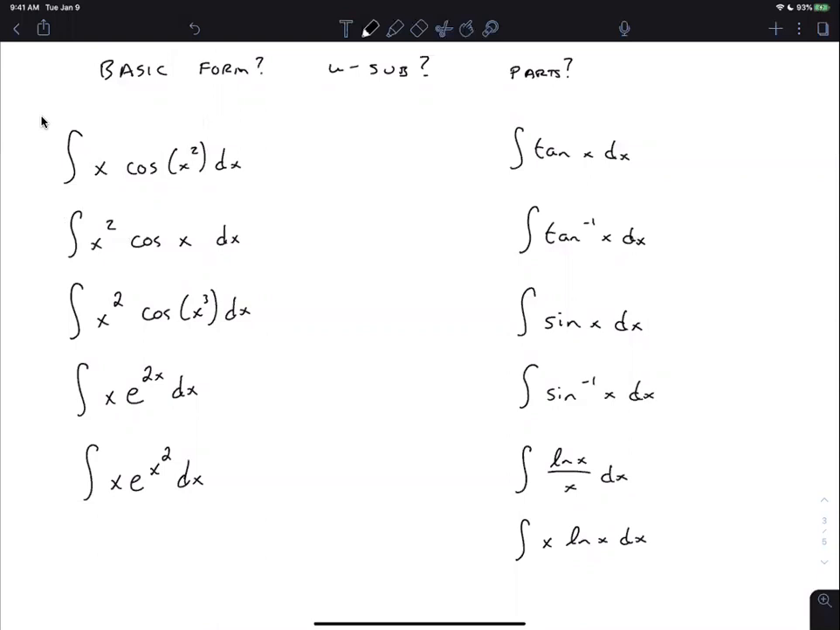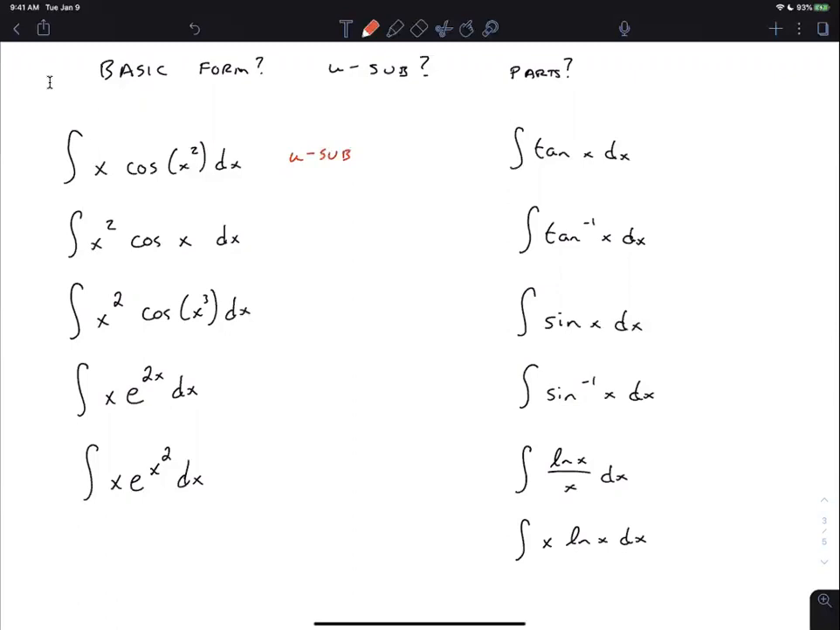Okay, I'm going to let you tell me on these. You can type it in the chat or you can say it out loud. What do we think on the first one? Would we use u sub? Would we use parts? Is it too hard? Is it a basic form? U sub, yeah. So this would be a basic u sub where u is equal to x squared. Everybody get that? Okay, and then how about the second one?